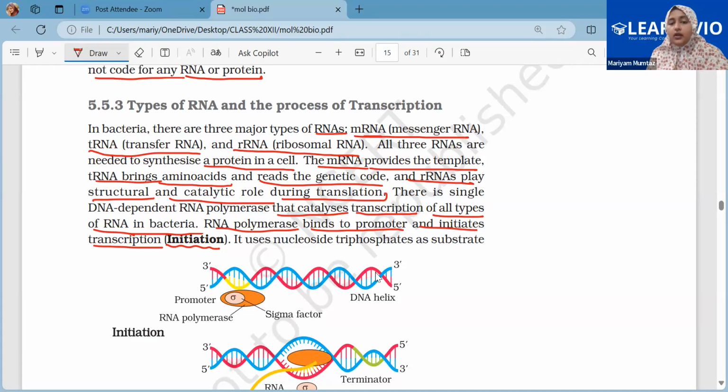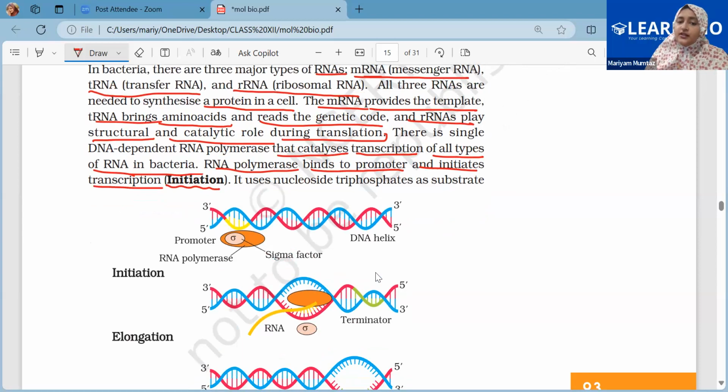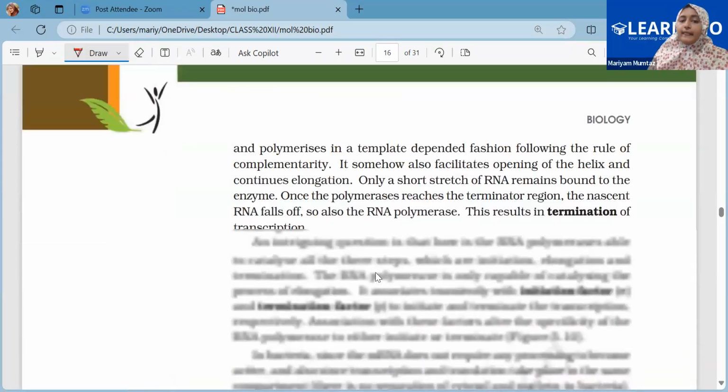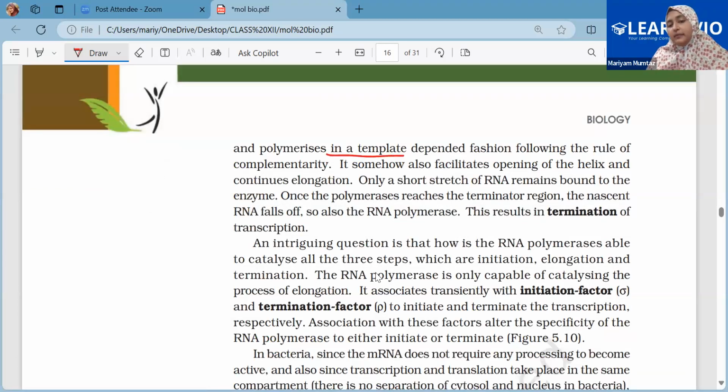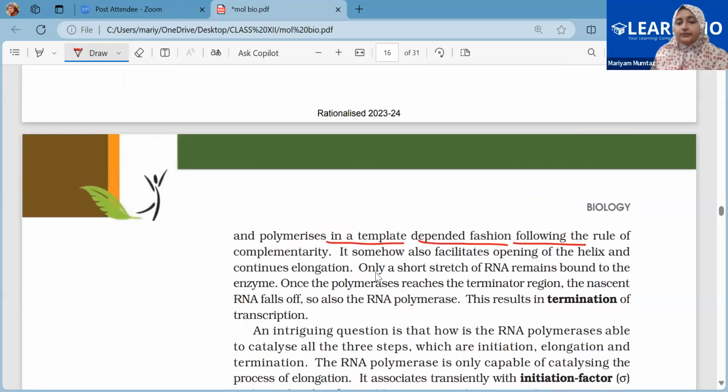And when does it happen? When the RNA polymerase first of all comes and binds with the promoter. Now, it uses nucleoside triphosphates as substrate and polymerizes in a template-dependent fashion, following the rule of complementarity. It also facilitates opening of the helix and continuous elongation. So the second step, as it goes throughout the length of the DNA, is the elongation.